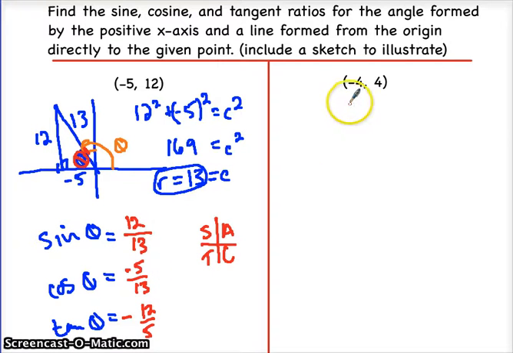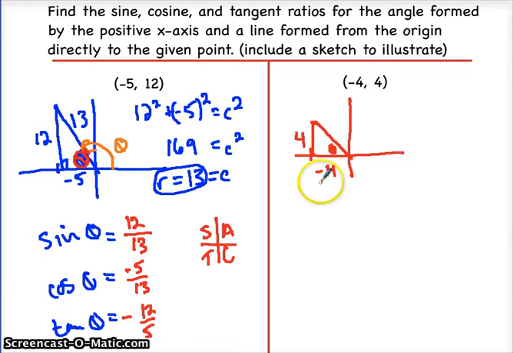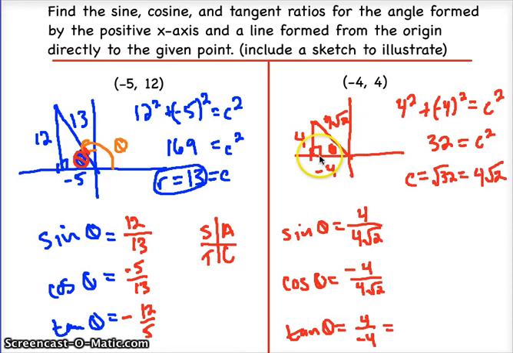So let's do the same thing over here. Again, we've got our values, so -4, we're going to go up 4 and connect that directly back to the axis. So go ahead and take a second, do your Pythagorean theorem, and fill in the sine, cosine, and tangent values. Okay, so we've got our picture up top.